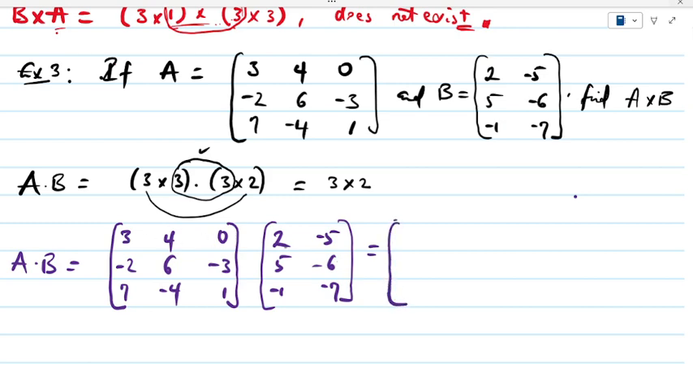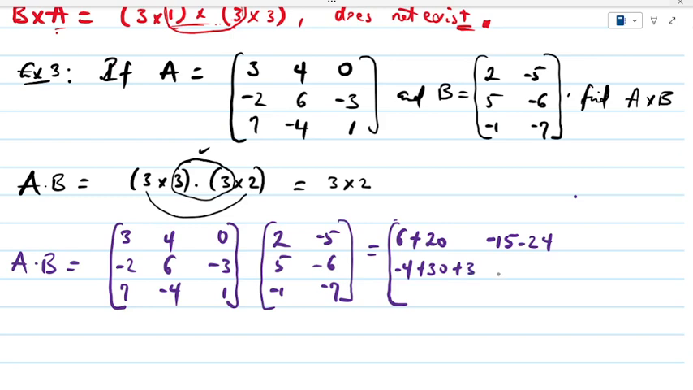So row by first column, we have 3 times 2, 6, plus 4 times 5, 20, plus 0 times minus 1 is 0. Then row times second column, that is 3 times minus 5, minus 15, 4 times minus 6, minus 24, and 0 times minus 7, that is 0. So second row times the first column, we have minus 4, plus 6 times 5, 30, plus minus 3 times minus 1, that is plus 3.